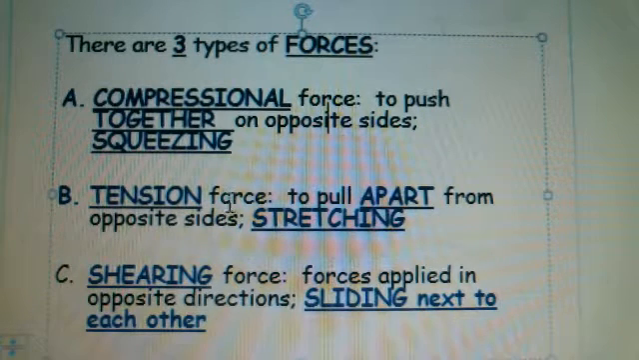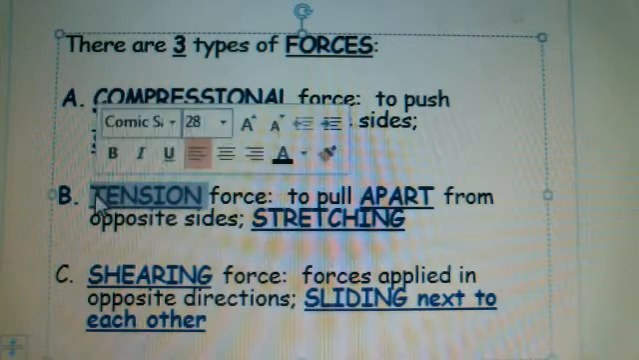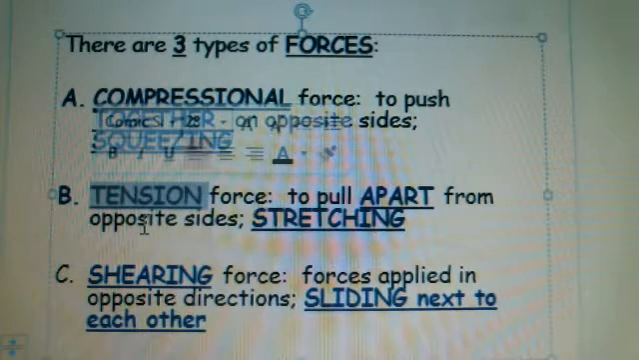And then we have tension forces. That is when you pull apart from opposite sides, a stretching force. When you have tension, things are pulled tight, like tight ropes, the tension in a rope.